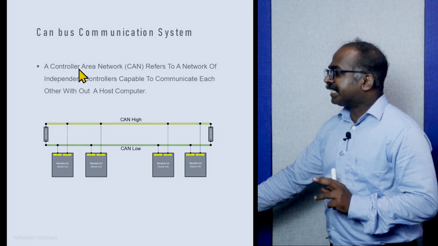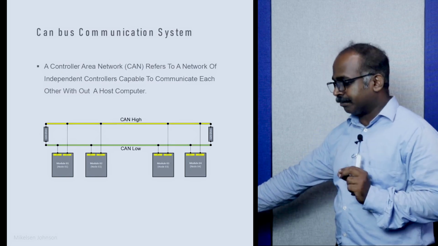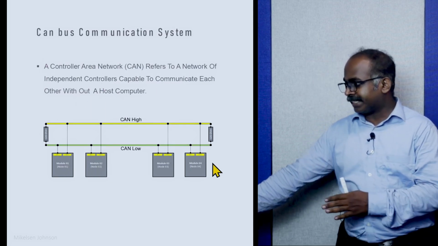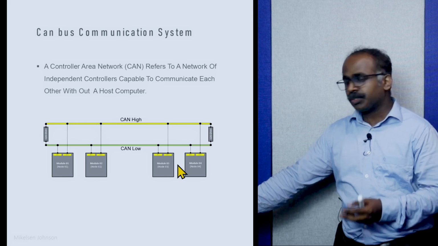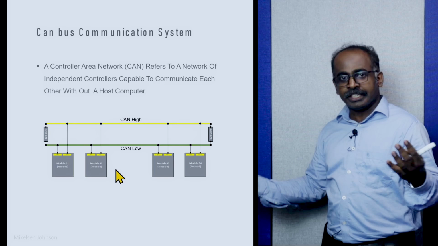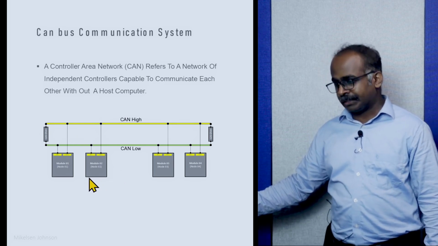So CANbus communication system is a controller area network. That's the full form of the CANbus. It refers to a network of independent controllers. Independent, you can see in the picture, there are a number of controllers or modules capable of communicating with each other. They can communicate with each other without the help of a host computer.